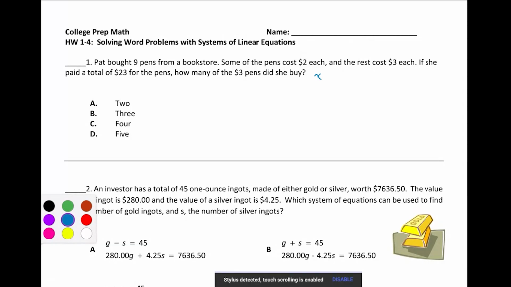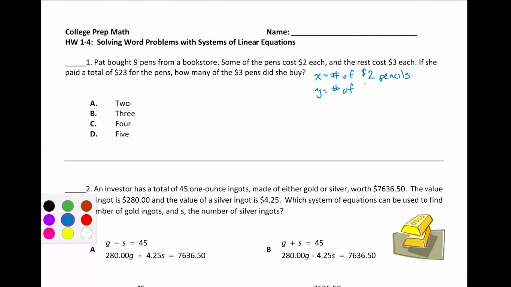So let's say X is the number of $2 pens and Y is the number of $3 pens. Okay, first it says she bought a total of 9 pens. So we have X plus Y equals 9.